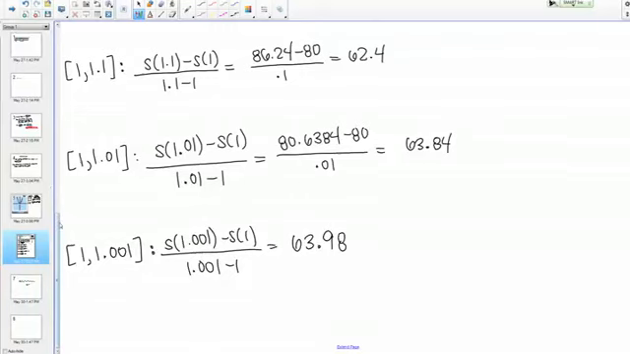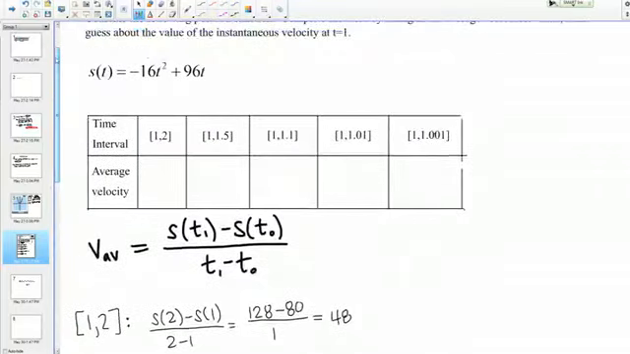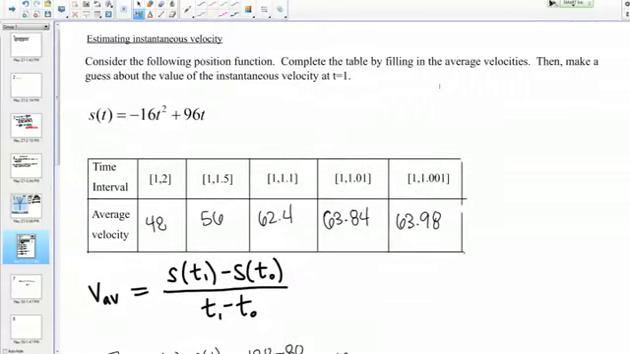Let me quickly put these in the table for you so you can see the trend. So we had 48, 56, 62.4, 63.84, and 63.98. So we've done the first part of the problem. We've completed the table by filling in the average velocities, and to do that we simply used our average velocity formula. But now the next thing we have to do is make a guess about the value of the instantaneous velocity at time equals 1.